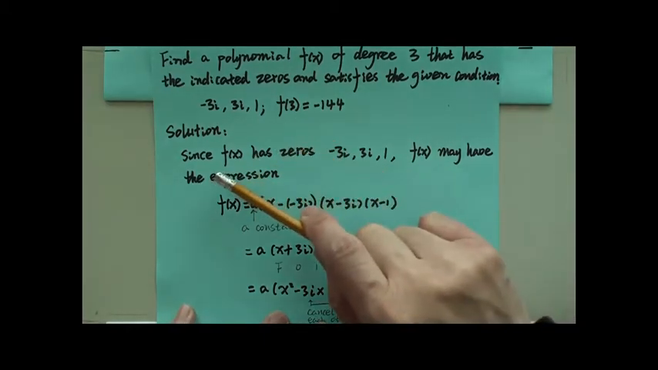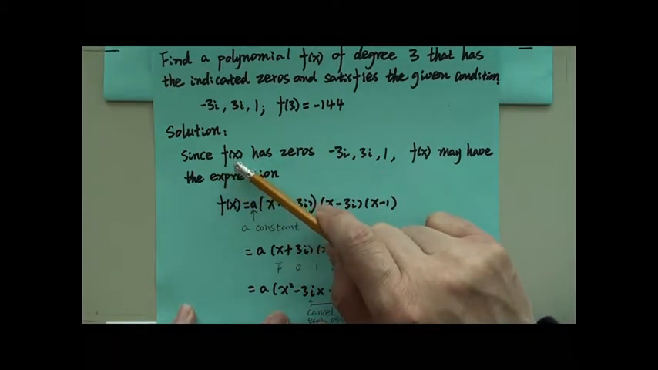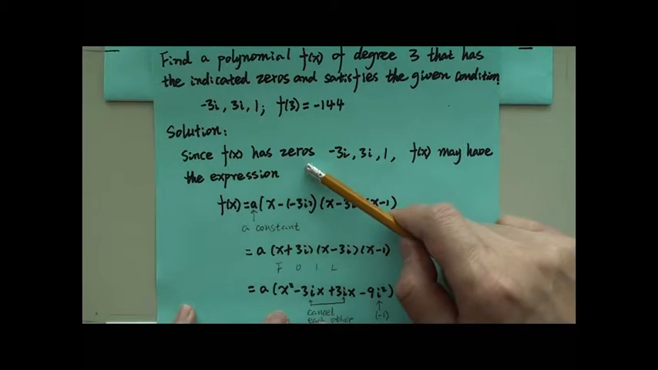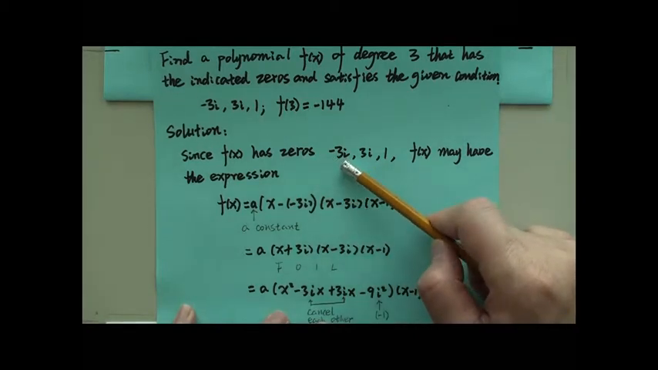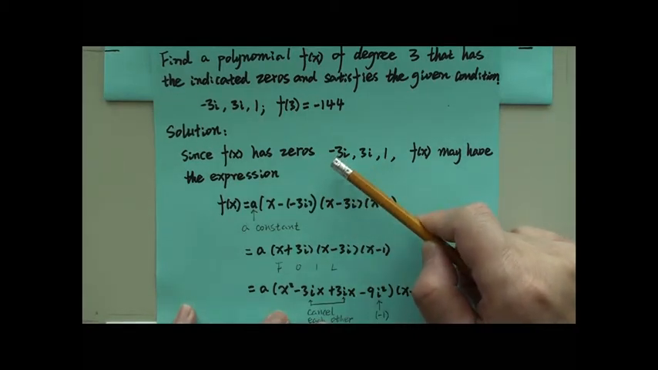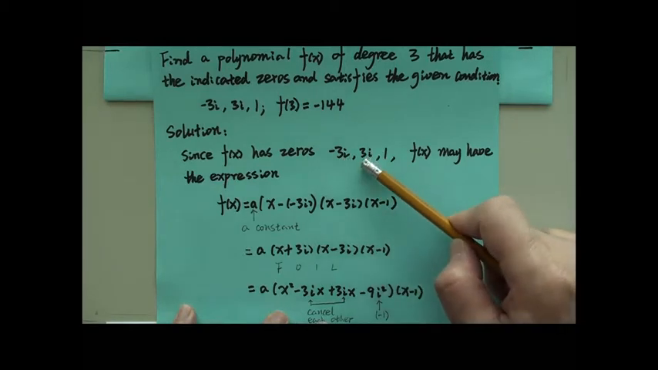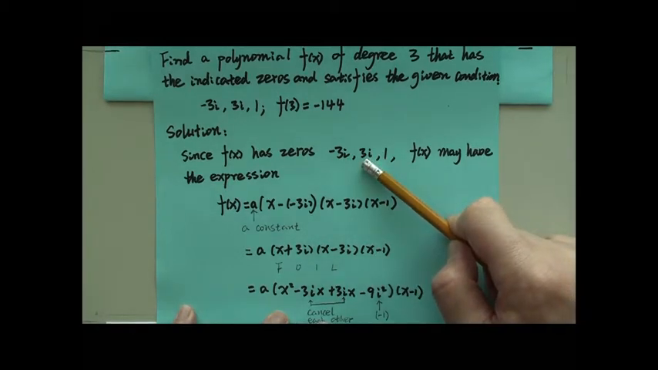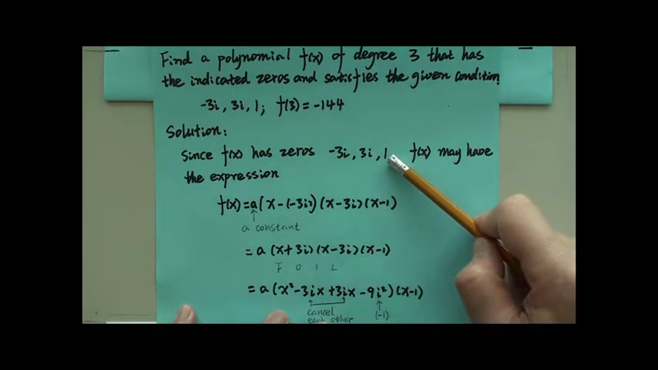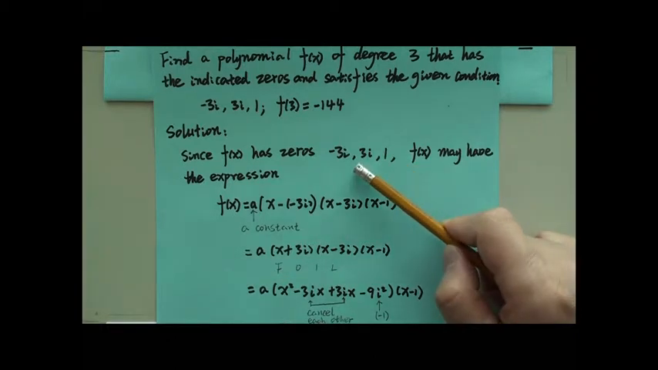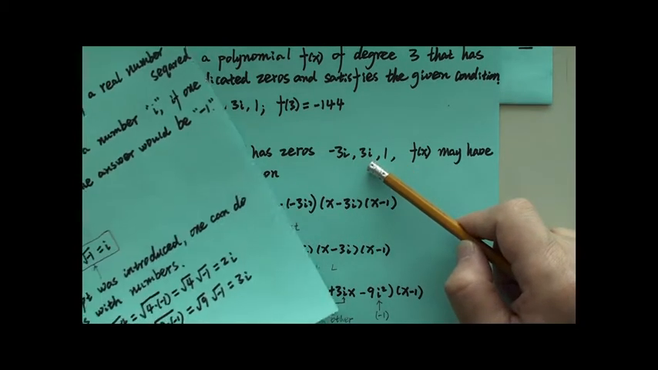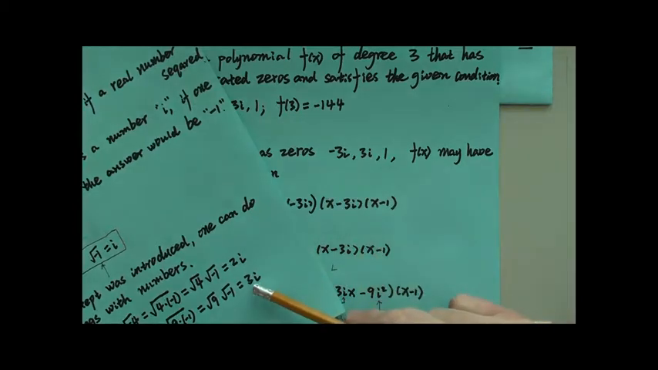Since f of x has three zeros, the first one is negative 3i, positive 3i is the second one, and then 1. What are negative 3i, positive 3i? You see 3i, 3 times i, 3 times an imaginary number. This is what we just reviewed.